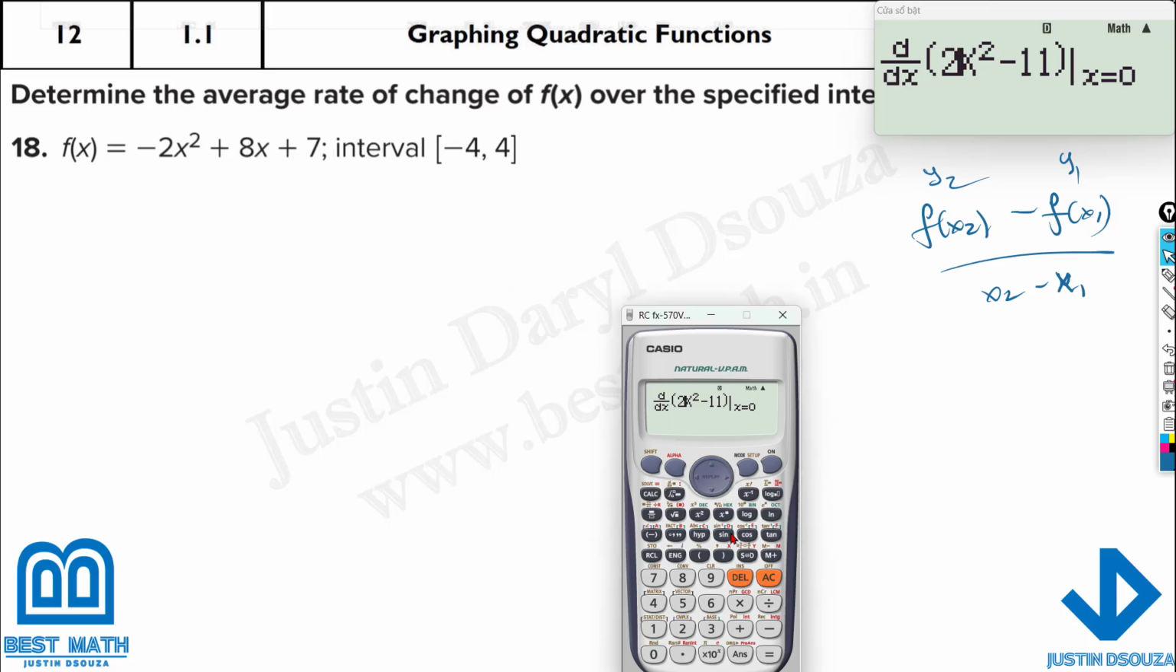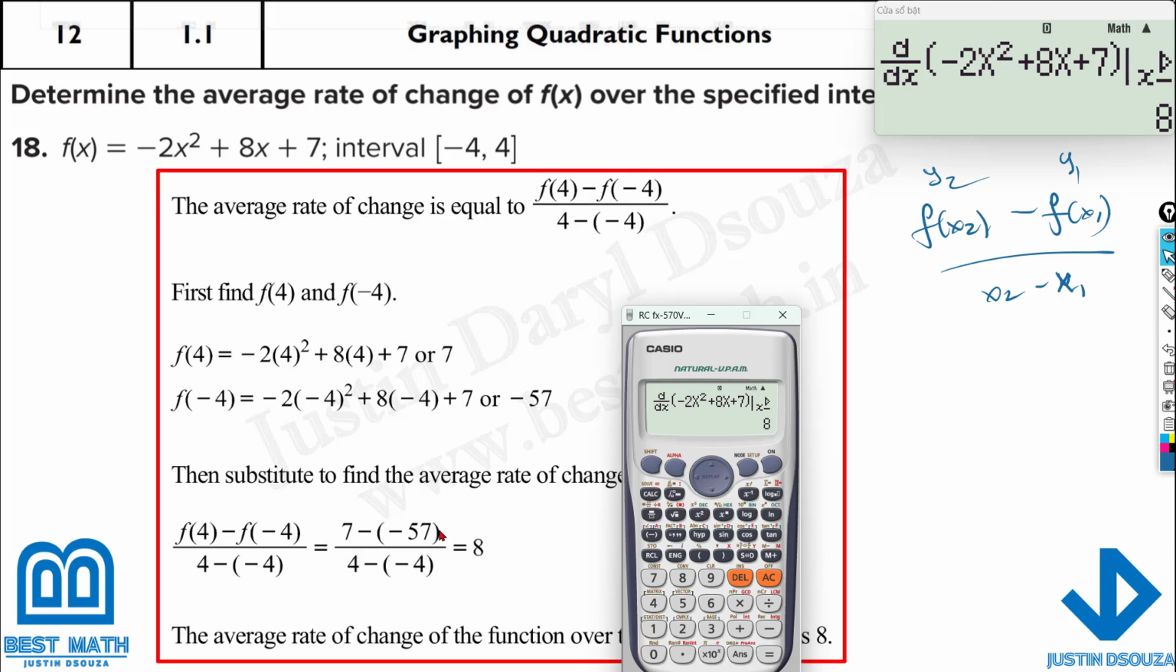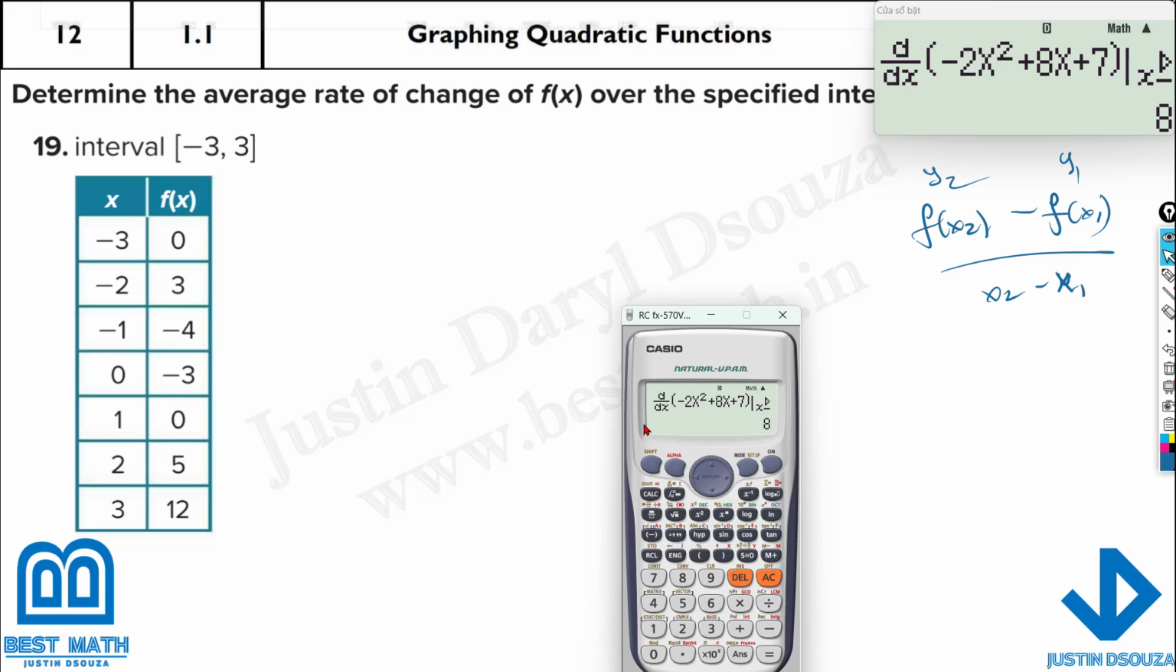Even over here, let's try it out. Minus 2x squared plus 8x plus 7. And all we need to do is add the interval 0 because midpoint is 0. And the answer is 8. This method cannot be used when the table is given. The reason being because there's no equation. It's only when you have equation.